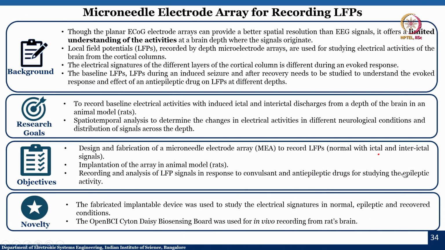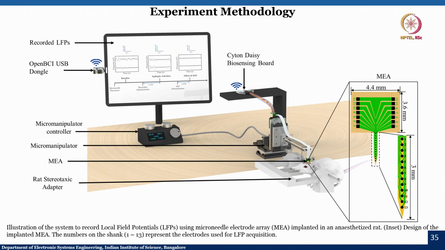Let me go to the novelty factor. The novelty factor is that a fabricated implant device was used to study electrical activity in normal, epileptic and recovered conditions, but is there any change in the design that we have made which can fall under novelty? And of course, in terms of how we have acquired the signal, this OpenBCI Cyton Daisy biosensing board was used only for acquiring signals from the human brain. It was never tested on animal models. So we tried it to acquire signals from the rat's brain.